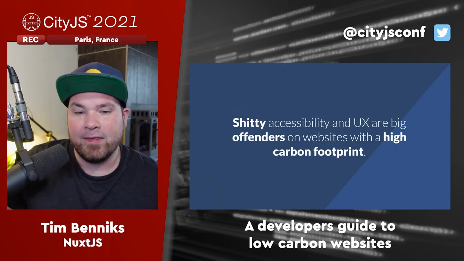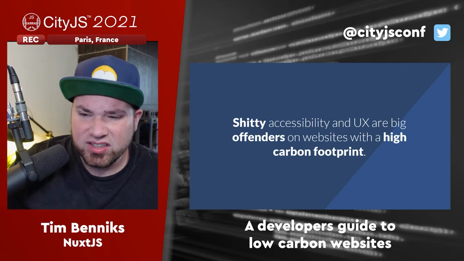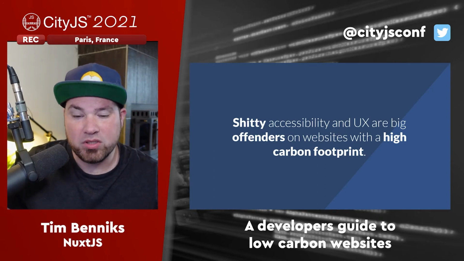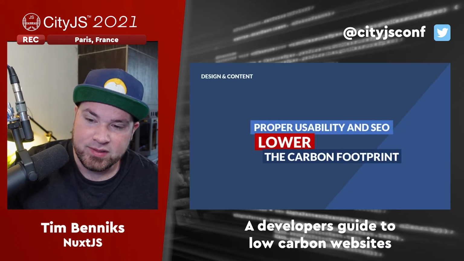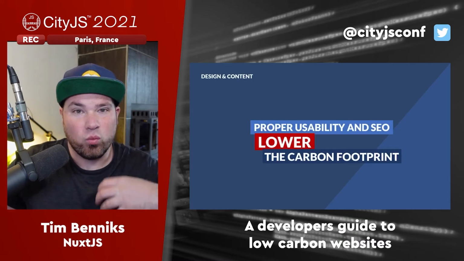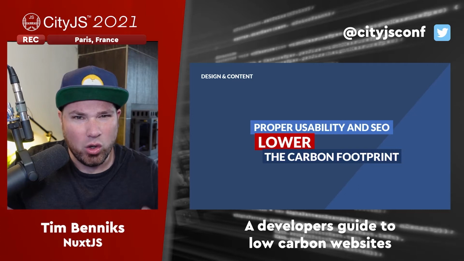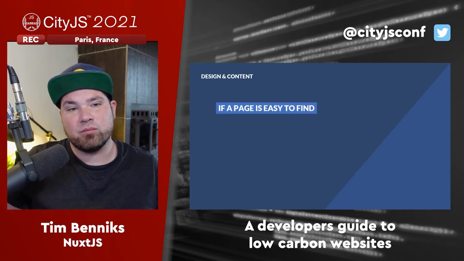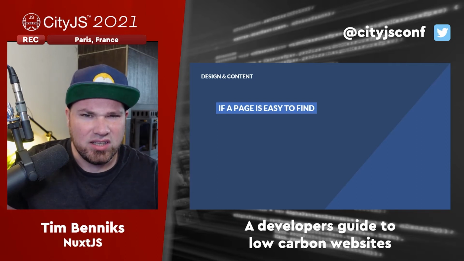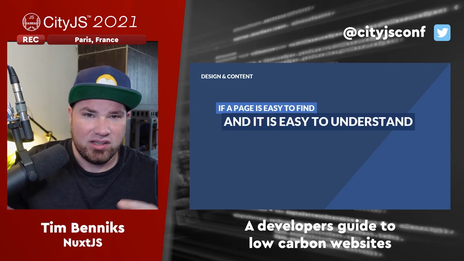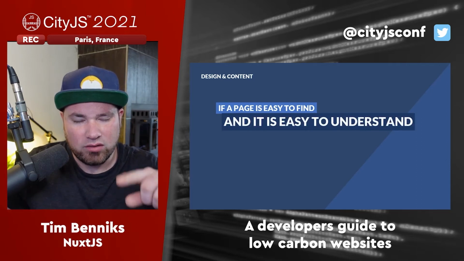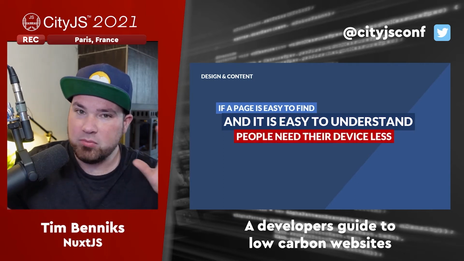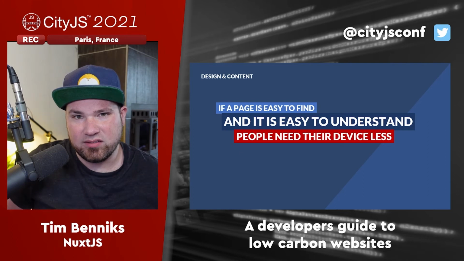I'm not gonna. So you know what? Shitty accessibility and UX are actually a huge offender for websites with a high carbon footprint. And so if you use them well, you can really lower that carbon footprint, right? Because imagine if your page is really easy to find and it's really easy to understand how to get from point A to point B once you're on the website, people really just use their device a lot less.